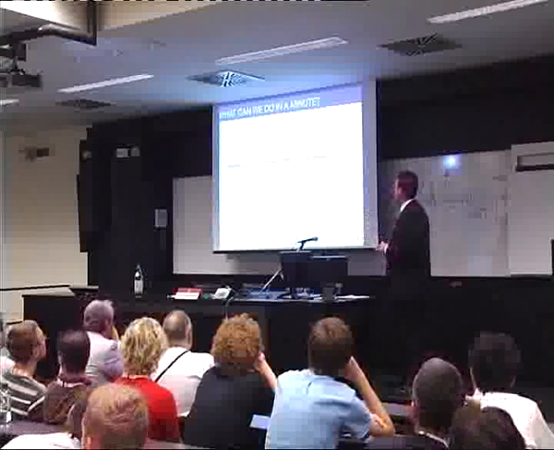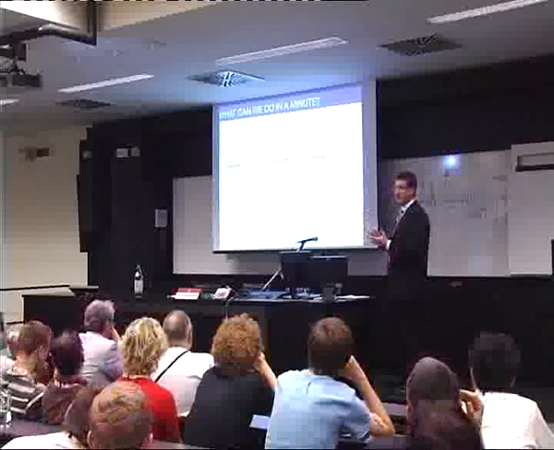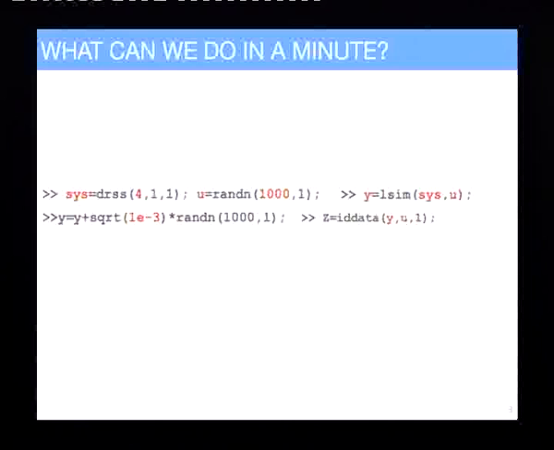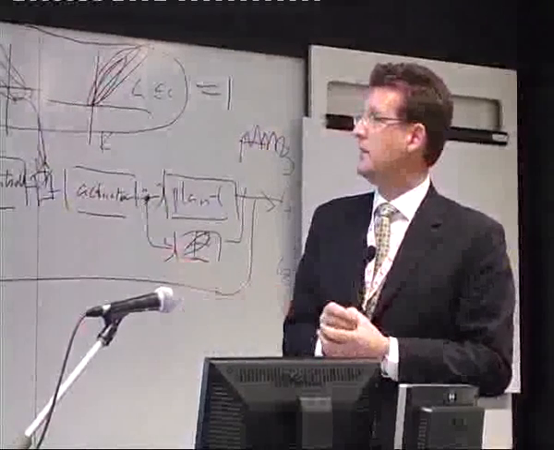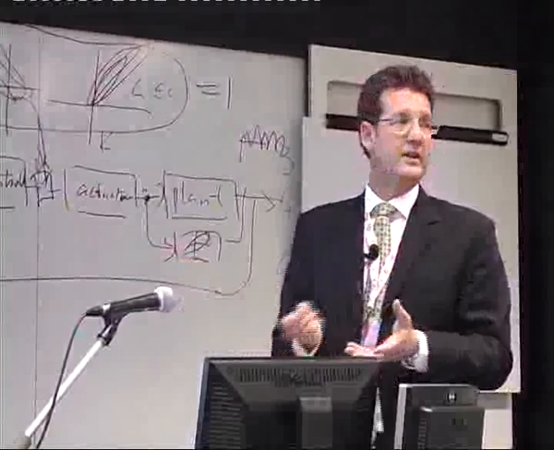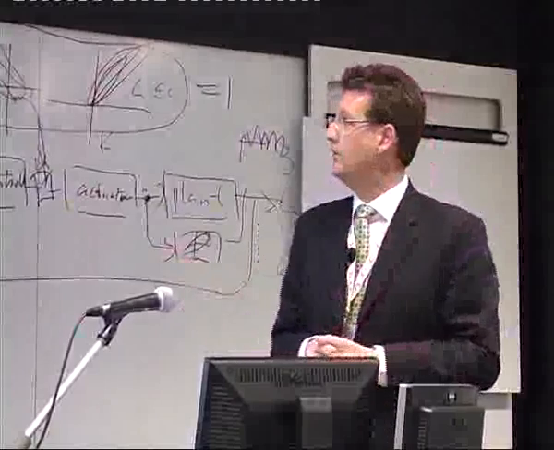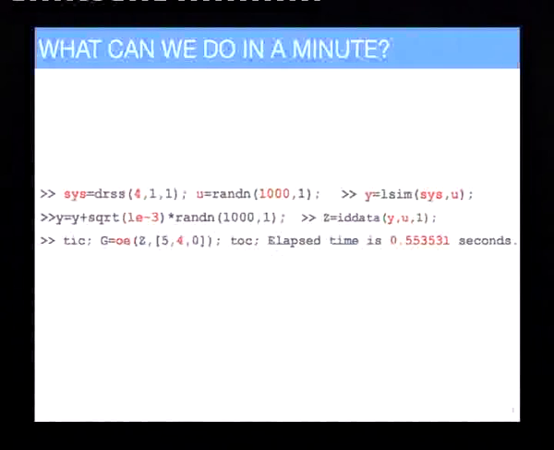A fourth order system which is randomly generated, excited by 1,000 data samples and simulated. And to make it interesting, let's put some measurement noise on top of it, put it in an appropriate format for the MATLAB system identification toolbox, and fit a fourth order output error model. This is an easy problem. It takes me half a second to get an answer.